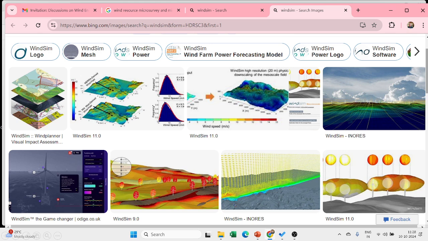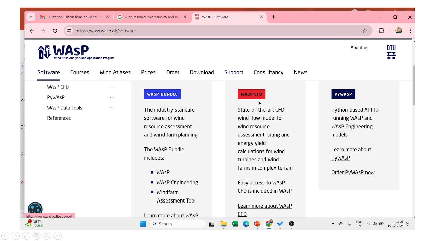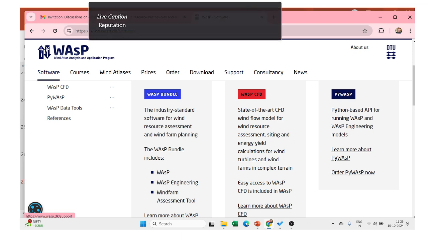All this can be seen from WASP, sir? No, this is not from WASP. This is from WindSim, another developer. WASP will also have some graphic interface, but fundamentally it is not CFD based. CFD means computational fluid dynamics. I will discuss this briefly in the afternoon.